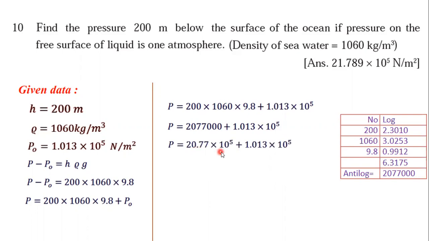So 20.77 into 10 raised to 5 plus 1.013 into 10 raised to 5. 10 raised to 5 we can take common. 20.77 plus 1.013. The addition of this is 21.783 into 10 raised to 5 Newton per meter square. And this is the answer.